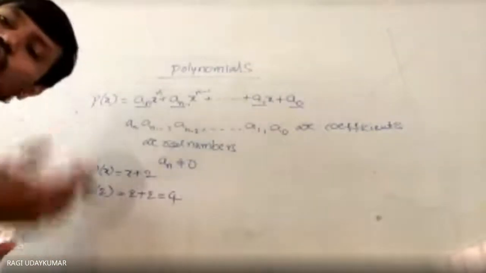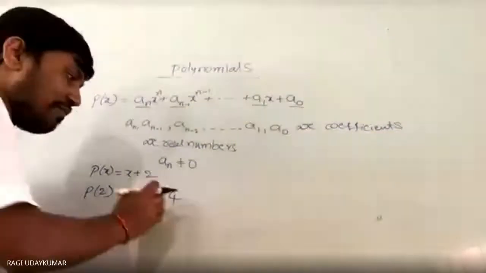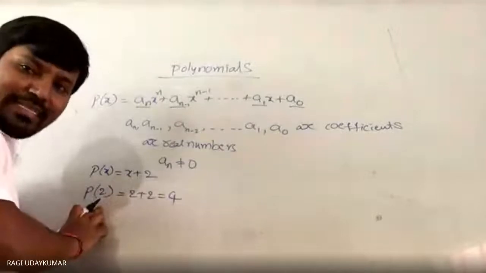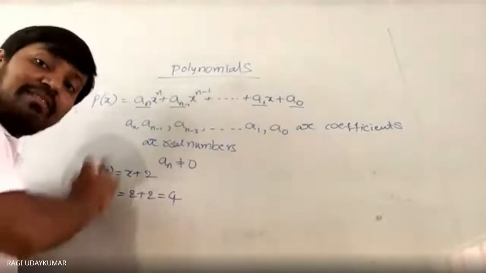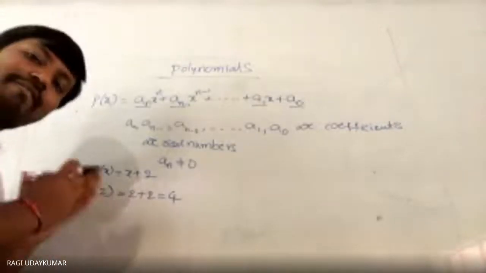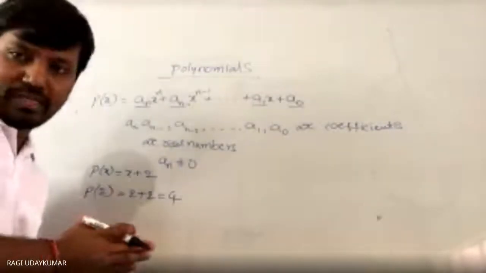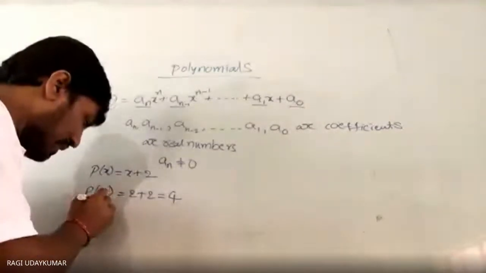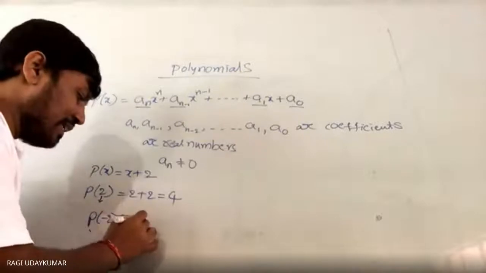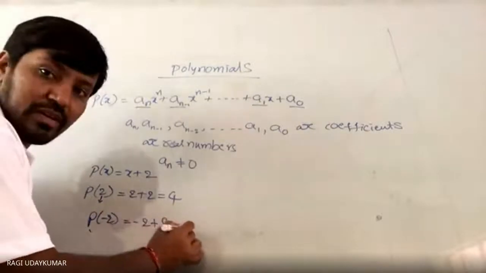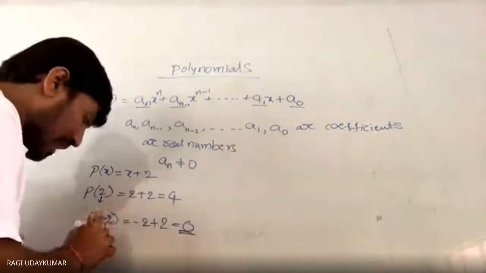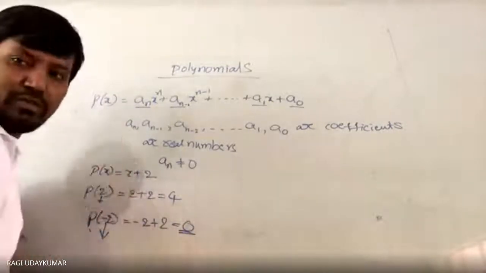Thereafter, the zero of the polynomial is the value of x for which the value of the polynomial becomes 0. Suppose instead of 2, I substitute minus 2 here. Minus 2 plus 2 is equal to 0. So we are getting 0, and that's why minus 2 is called the zero of this polynomial.